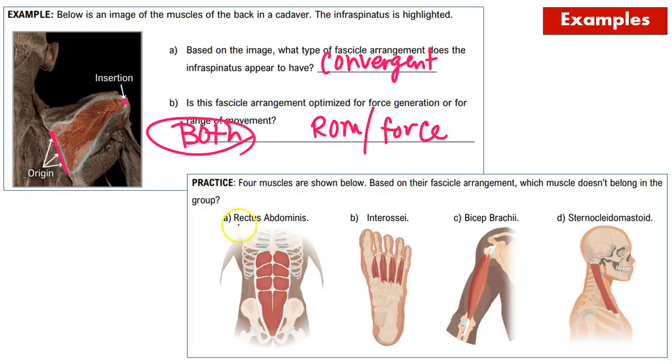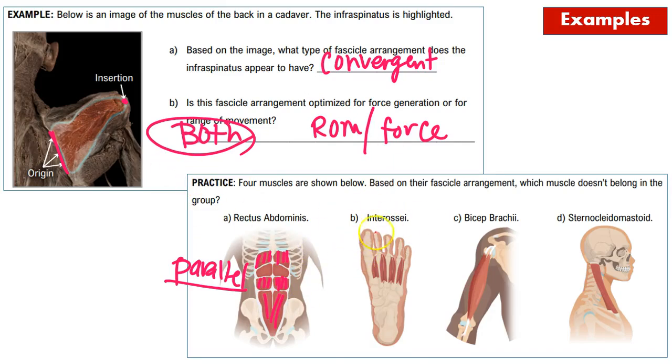All right, let's go ahead and think about this. Rectus abdominis. Rectus means straight. Abdominis means you're talking about the abdomen. And so as you can see, I see that the muscles are basically going into a straight parallel line. They look parallel. So because they're parallel, that means that we have one group there. Okay, and they are going to be optimized for what? Range of movement.